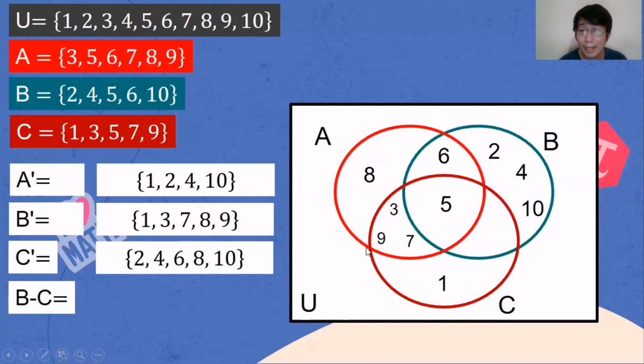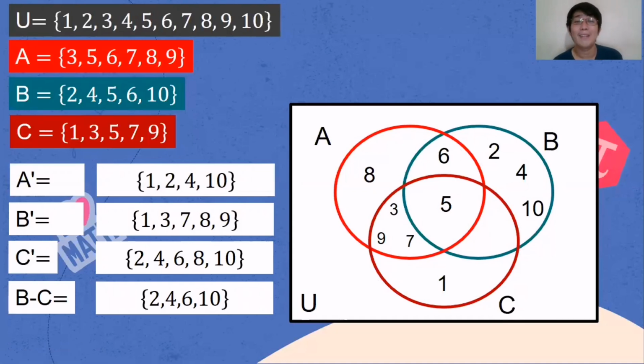B minus C. Anong meron si B na wala kay C? So, those elements are 2, 4, 6, 10. Very good. The next problem, A minus B.